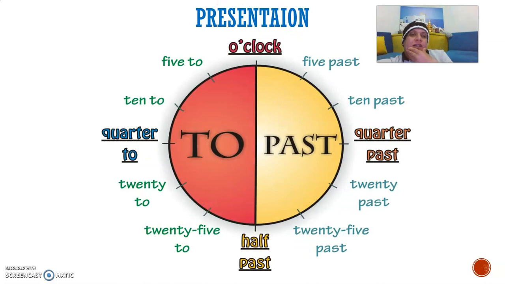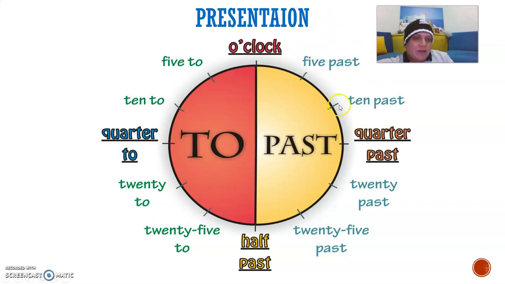Now look at this clock. This is a clock face or a watch face. We have past here and to here. We will start with the minute and the hour. The minute first. Number one is the minute. Then we will go to the hour. Here, for example, it's 5 past. Here we have o'clock. For example, it's 1 o'clock. And here it's 5 past 1. Starting with the minute. Minute past hour.